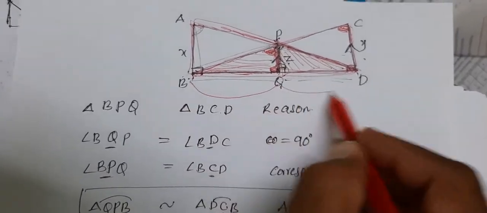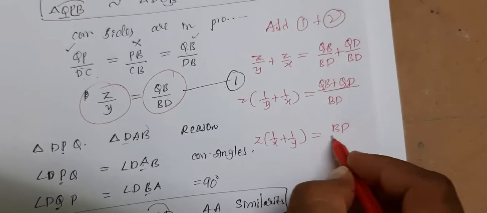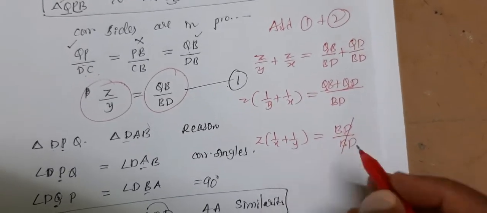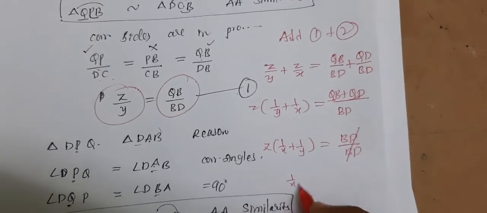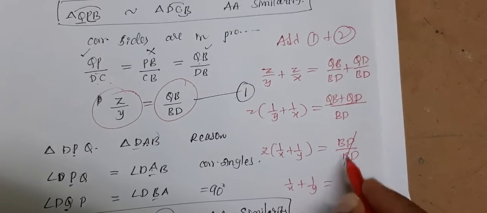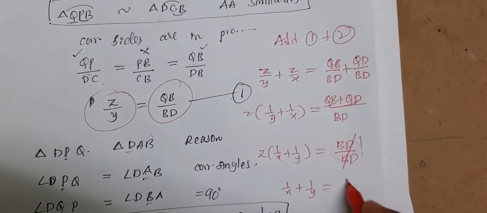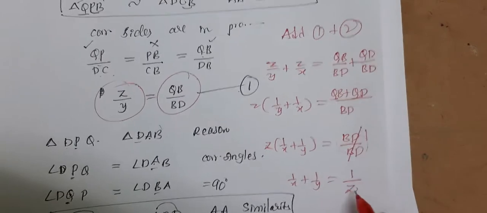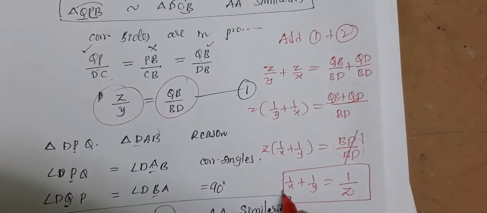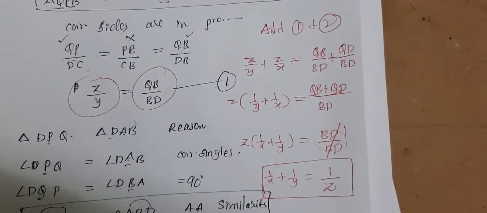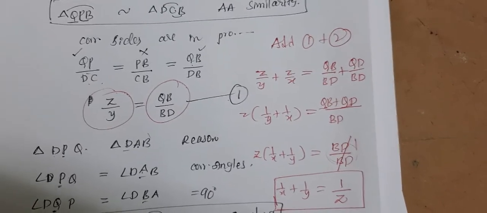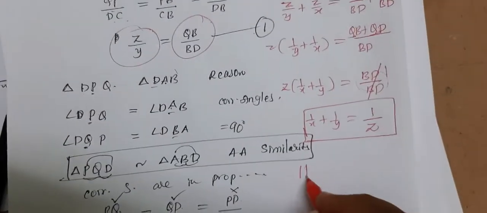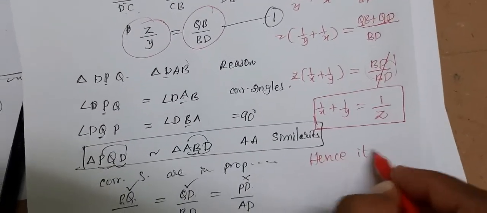QB plus QD is total BD. BD by BD, these two cancelled, Z sent that side. 1 by X plus 1 by Y equals, after cancellation remaining 1, by Z. So 1 by X plus 1 by Y equals 1 by Z, hence it is proved.